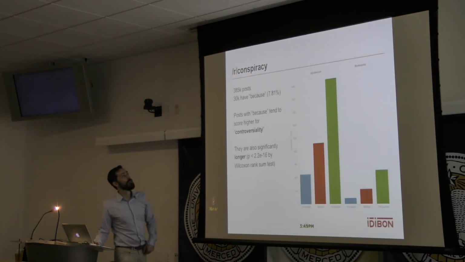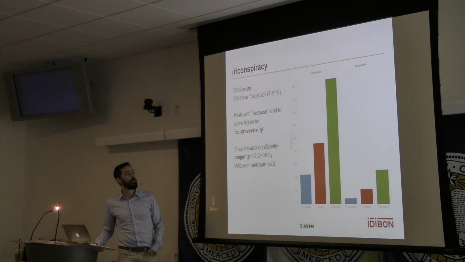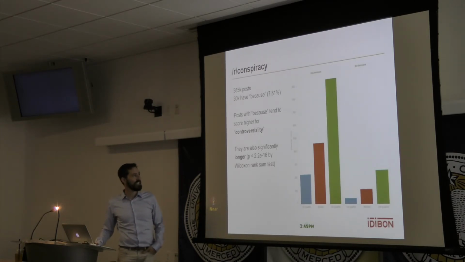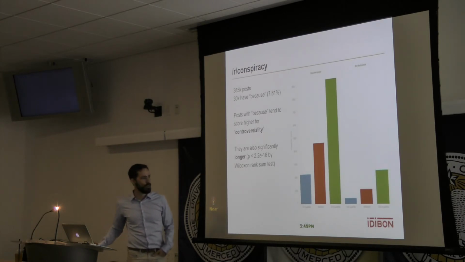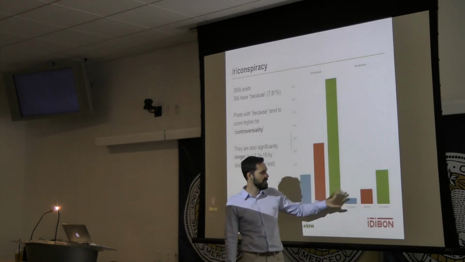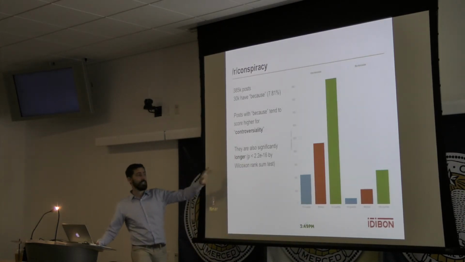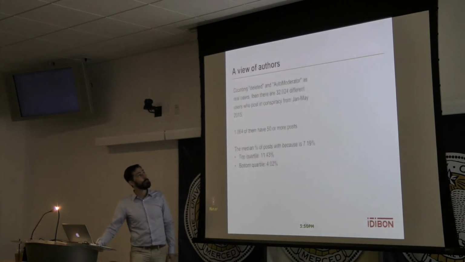Okay, so there are 385,000 posts in conspiracy, and 30,000 of them, so about 7.81%, have because. That's high, above the top quartile, but it's not as high as relationships. And becauses tend to score higher for controversiality. If you get all the data from Reddit, you'll get a score for controversiality, and that happens more with becauses. But the thing that really stands out is the length, right? So here's the length of posts that have because, and here's the length of posts that don't have because. This is true across subreddits, but it's also specifically true here in conspiracy.